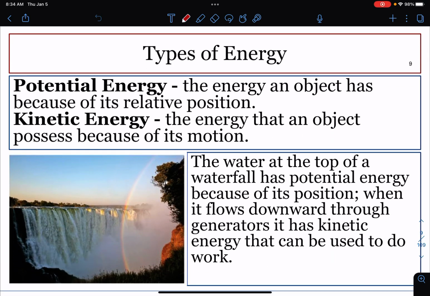There are two types of energy, potential energy and kinetic energy. The water at the top of a waterfall has potential energy because of its position. The water is not moving down yet, and so it is not doing any work. But when it does flow downward through that waterfall and through generators, it then has kinetic energy, which can be used to do work.